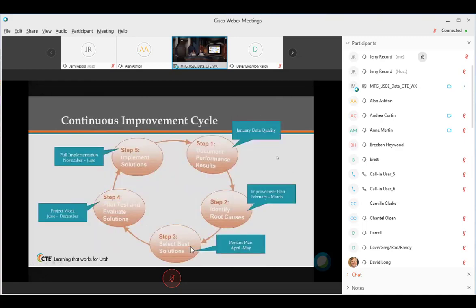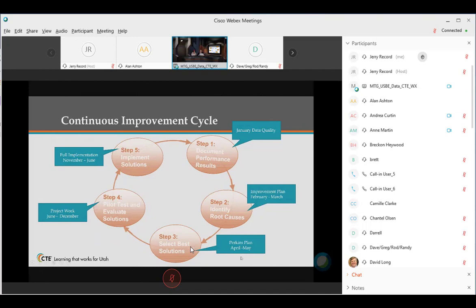Continuous improvement cycle. This has happened since Perkins 4 began, and our goal is to continuously improve year after year in all these indicators. So we have these data quality meetings in January. This is where we look at the performance results and identify the root causes. We can do that now through March.